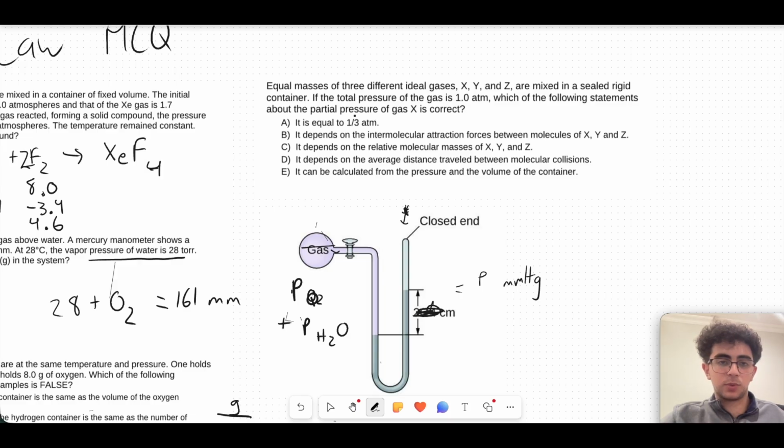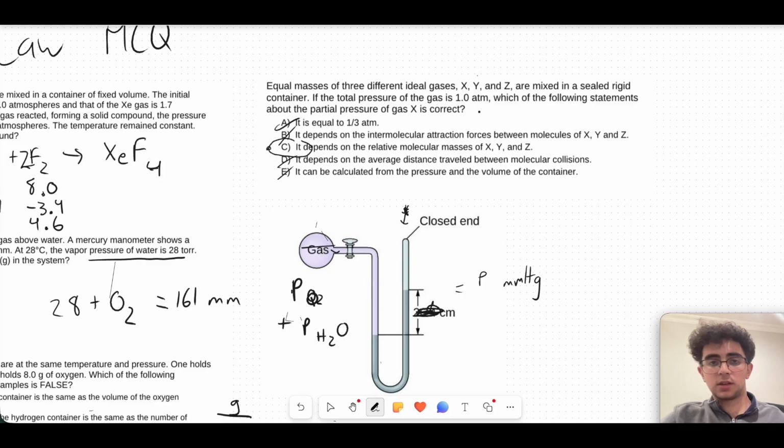That doesn't necessarily have to be true because there's 3 things and they might contribute differently. So this one could contribute 1/2 an atm, this one could contribute 0.01 atm. It's not necessarily equal contributions. It doesn't have to be. It depends on the intermolecular attraction forces between molecules of X, Y, and Z. Definitely not. Has nothing to do with anything. It depends on the relative molecular masses of X, Y, and Z. Come back to that. It depends on the average distance traveled between molecular collisions. We've never talked about that. It can be calculated from the pressure and the volume of the container. Again, no mention of that. So it depends on their molecular masses.